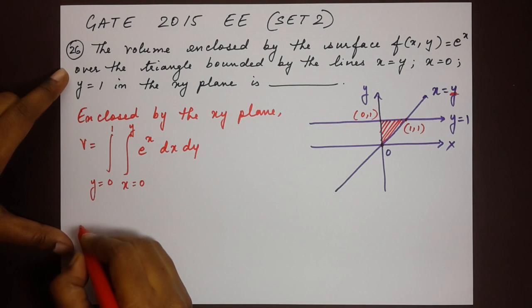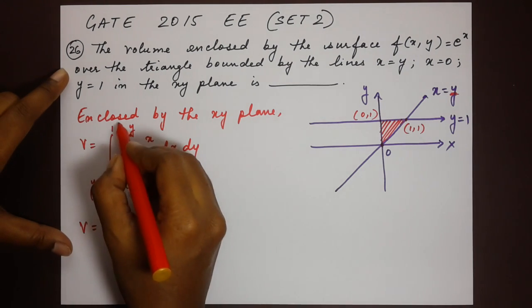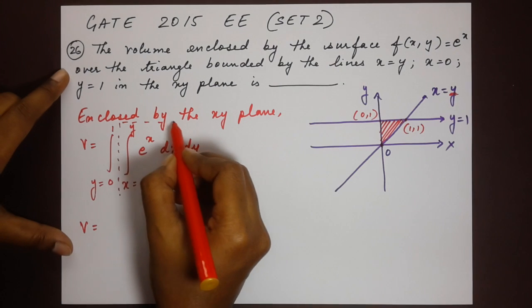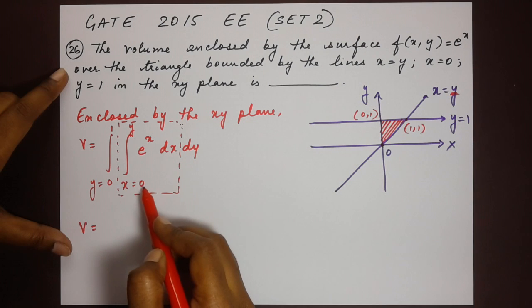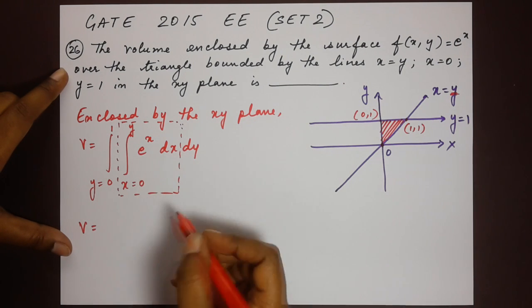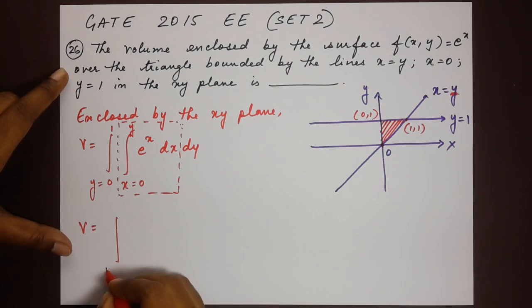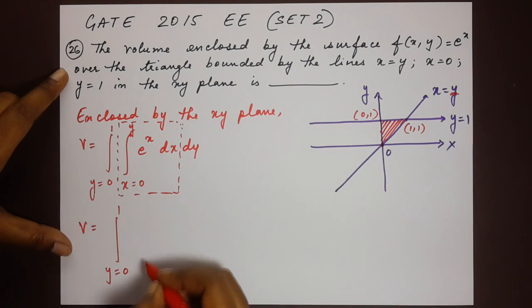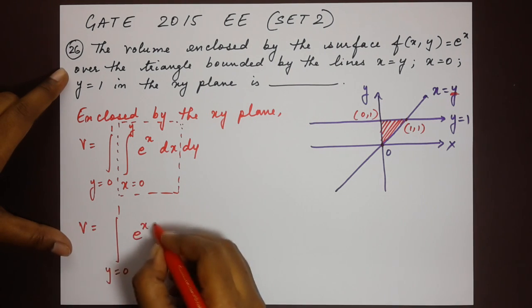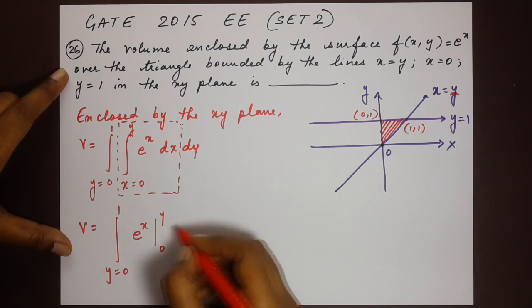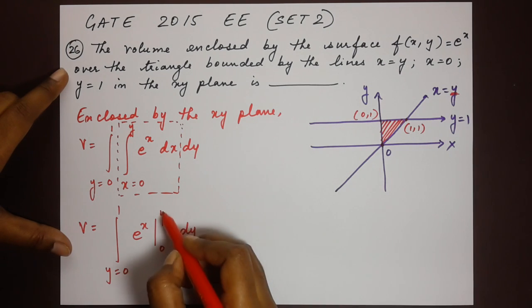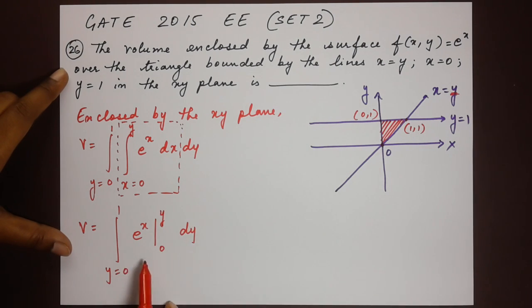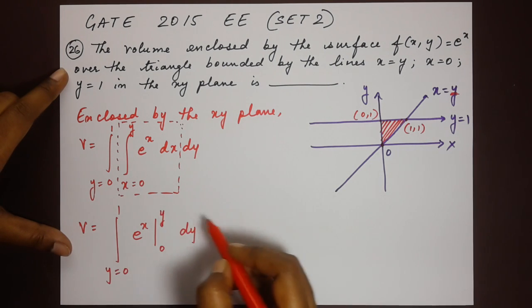So let's start by working out the inner integral of the function here. Integral x equals 0 to y e power x dx. So we would have y equals 0 to 1 e power x from 0 to y dy. All we have done here, the very first step, is to integrate with respect to x. So we have our limits 0 to y.